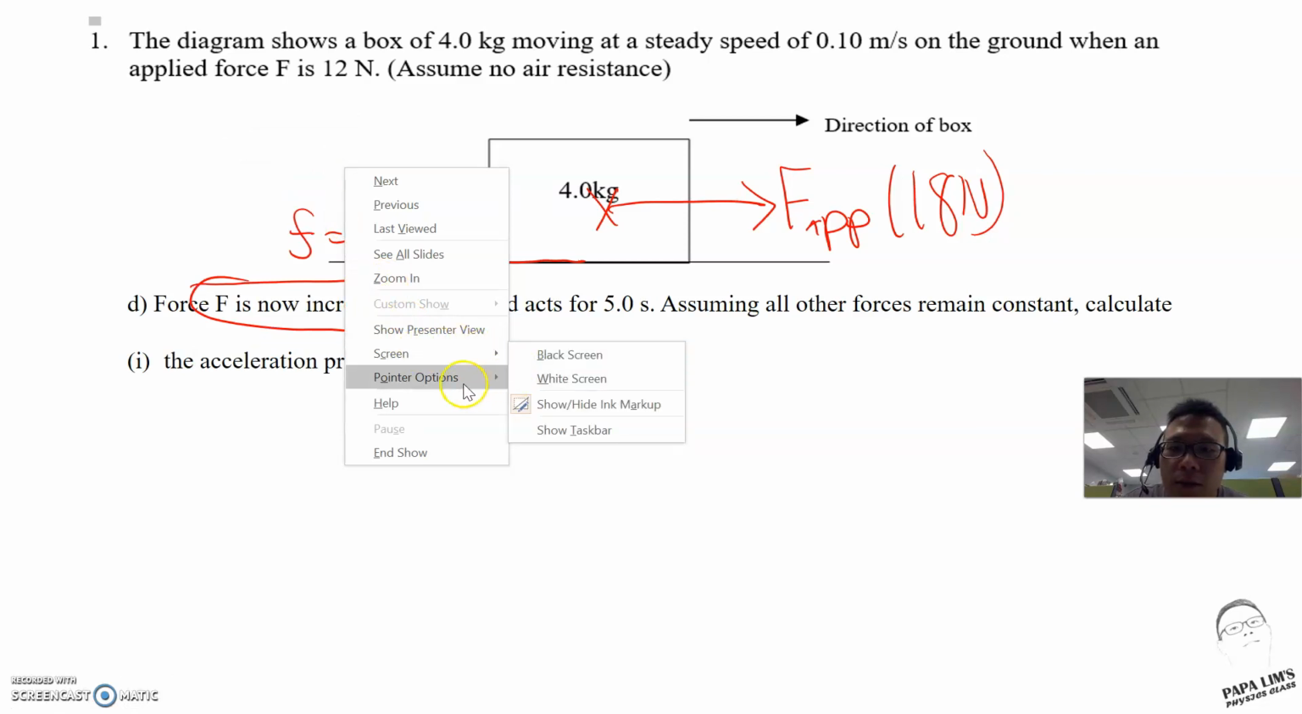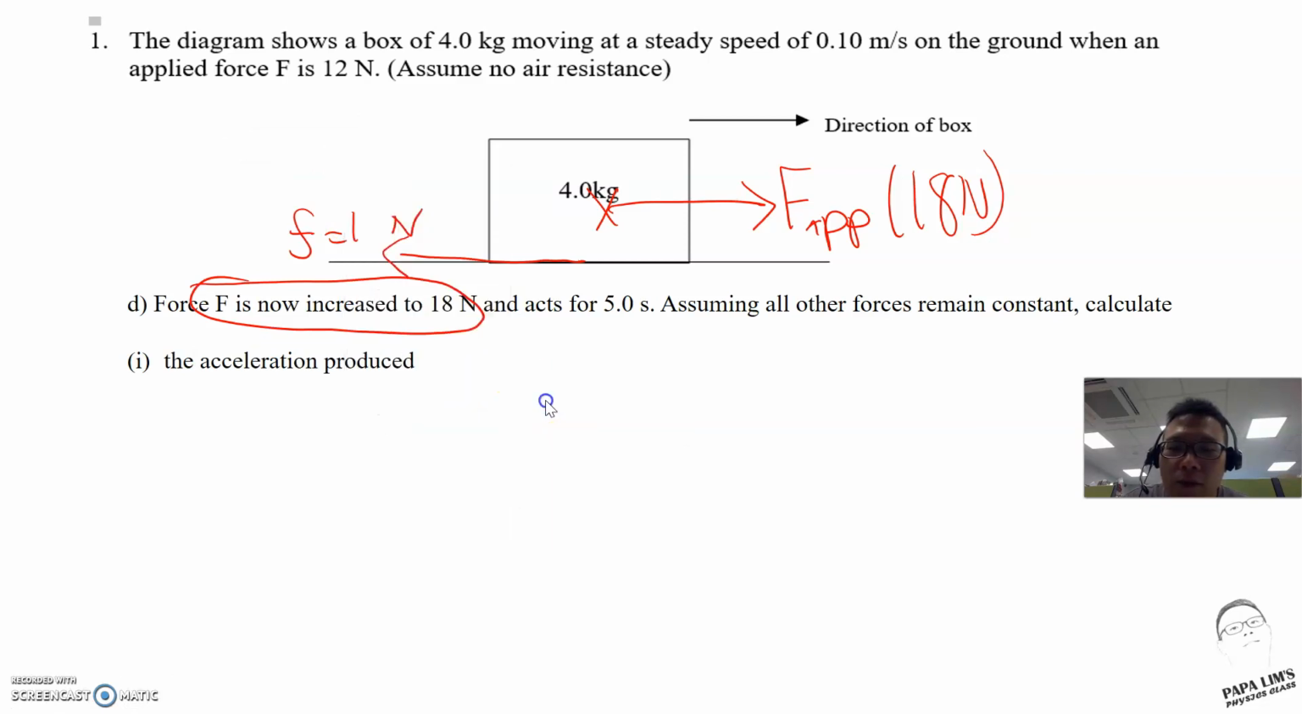It is still the same magnitude for friction because why? Because friction is dependent on the floor and the box itself. The box itself and the floor have not changed, so the friction is still 12 Newton. Okay, so what is the acceleration produced? Same thing, we apply second law here, F net equal to ma.